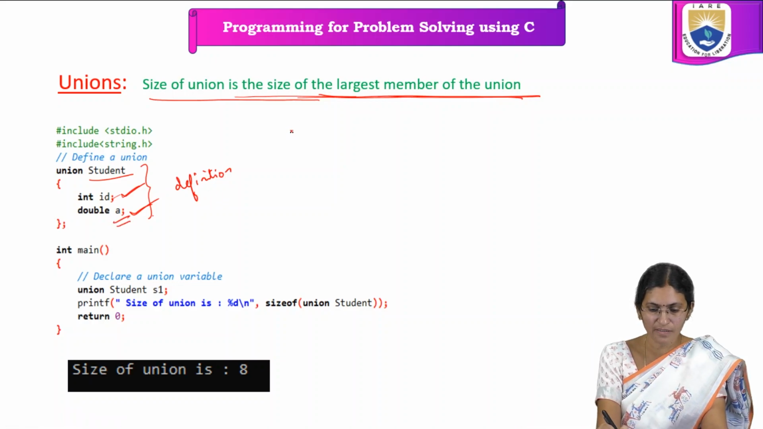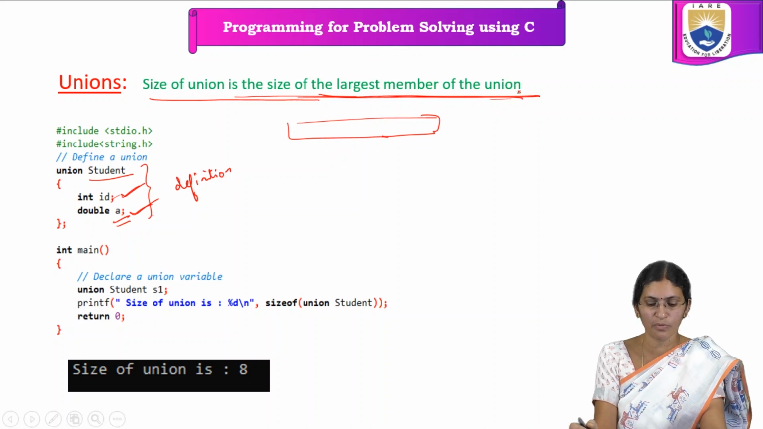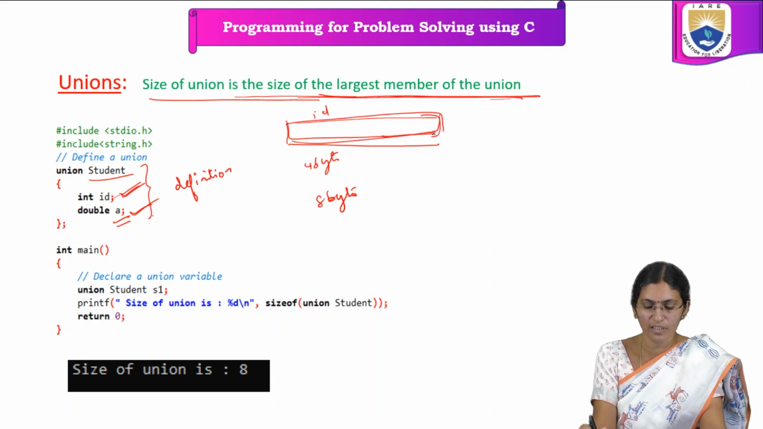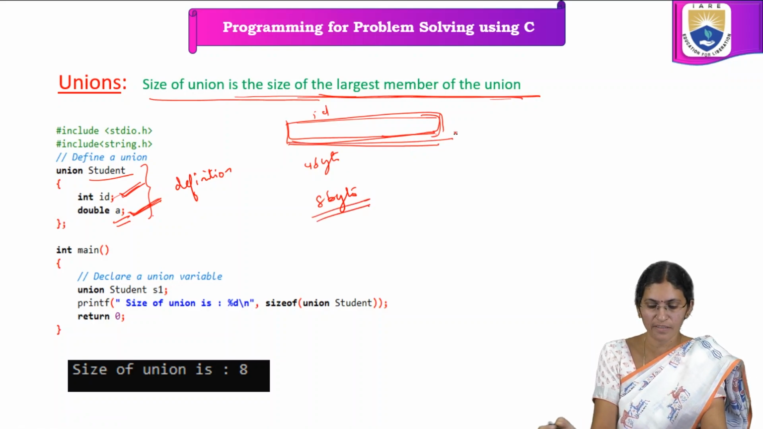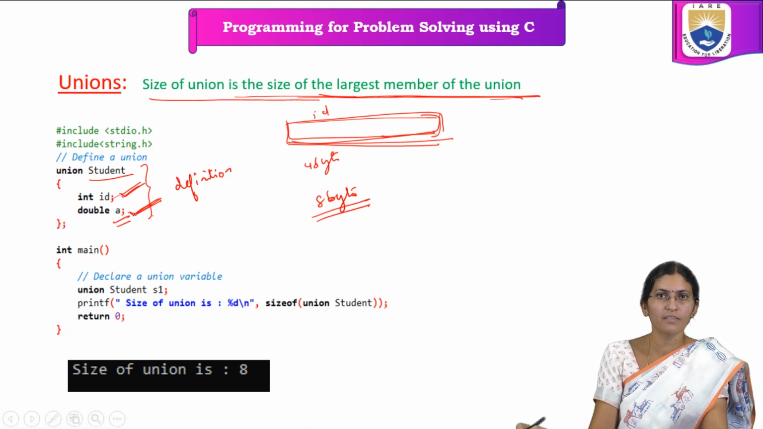From this we can say that, coming to the size of the union, the size is that of the largest member of the union. Here integer occupies 4 bytes, so ID takes 4 bytes, whereas double takes 8 bytes. Therefore memory is allocated based upon the largest data type. The largest data type size is 8 bytes, so 8 bytes are allocated for this union variable.